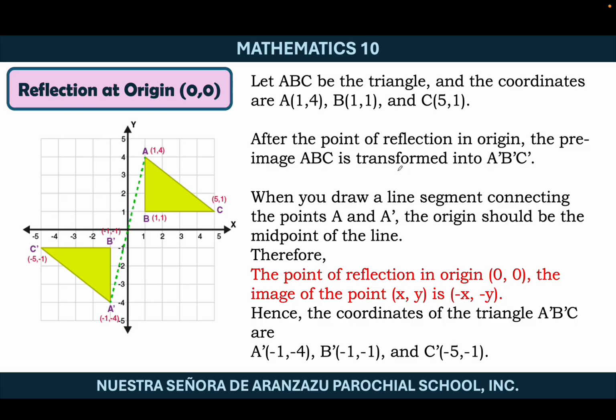Now, what is our rule when the reflection is at the origin? It says the image of a point (x, y) will become (negative x, negative y). So, our rule is basically, the given point (x, y) will simply change their sign. So, the given point will become (negative x, negative y). For example, (1, 4). What will be the reflected point? That is (negative 1, negative 4). So, this is the given point and this is the reflected point. Both x and y just became negative. Next, (1, 1) will become (negative 1, negative 1). Next, (5, 1) will become (negative 5, negative 1).